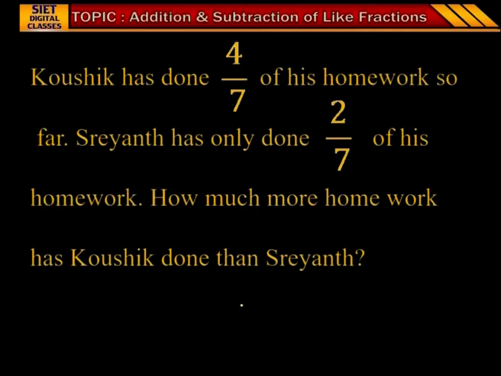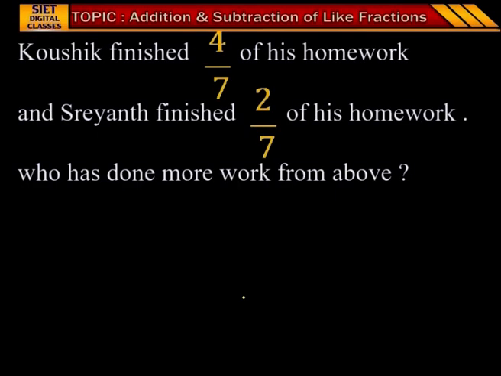Okay. And then next, children, observe here, this problem is somewhat different from the previous one. Kaushik has done 4 by 7 of his homework so far. Shreyanth has only done 2 by 7 of his homework. How much more homework has Kaushik done than Shreyanth? See, Kaushik finished 4 by 7 of his homework and Shreyanth finished 2 by 7 of his homework. Who has done more work from above?